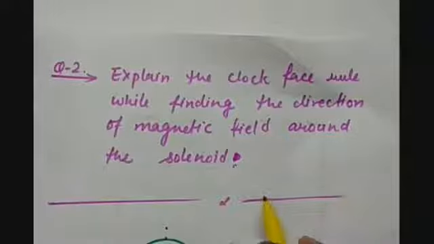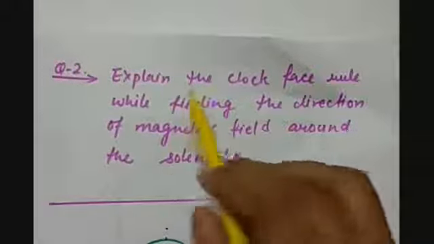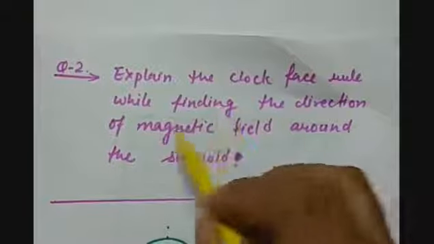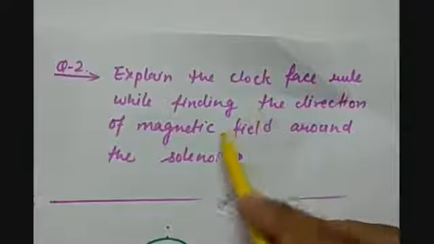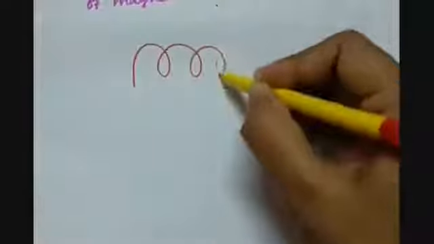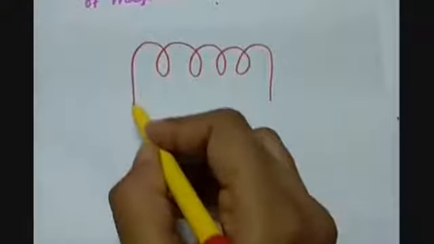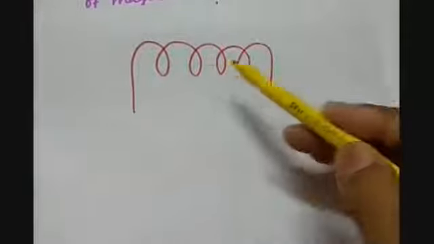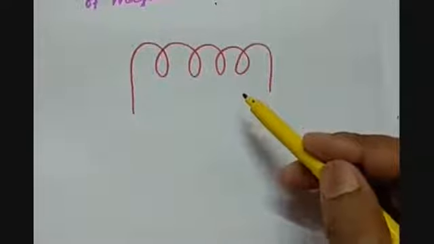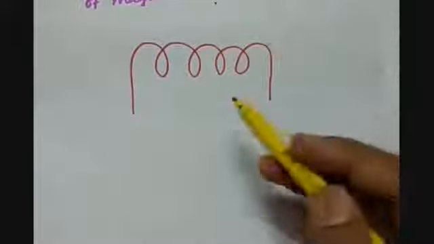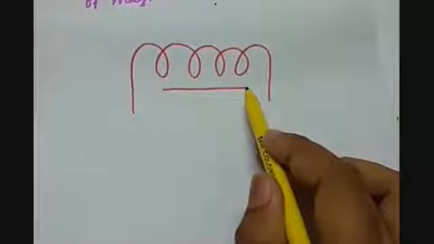And the question number 2 of lecture number 4 was, explain the clock face rule while finding the direction of the magnetic field around the solenoid. So we have to talk about the clock face rule in case of solenoid. So dear students, we know that in a solenoid the current is flowing through a long pipe shaped or cylindrical shaped conductor, which is made by twisting a single conductor in circular motion and by making a number of circular loops.